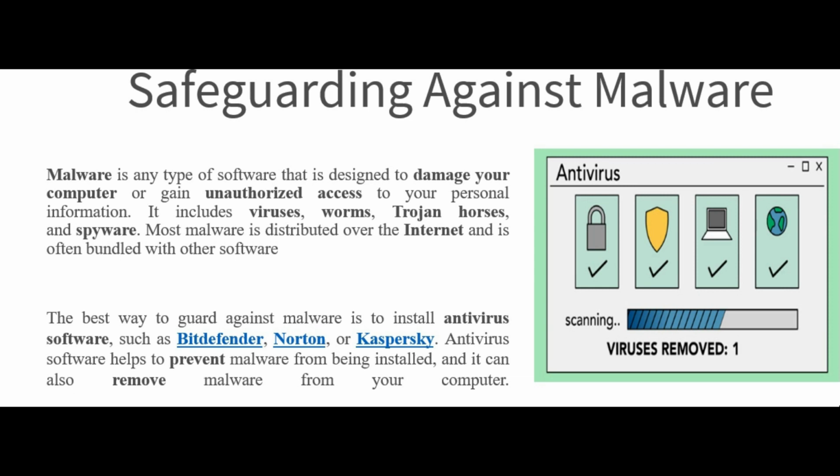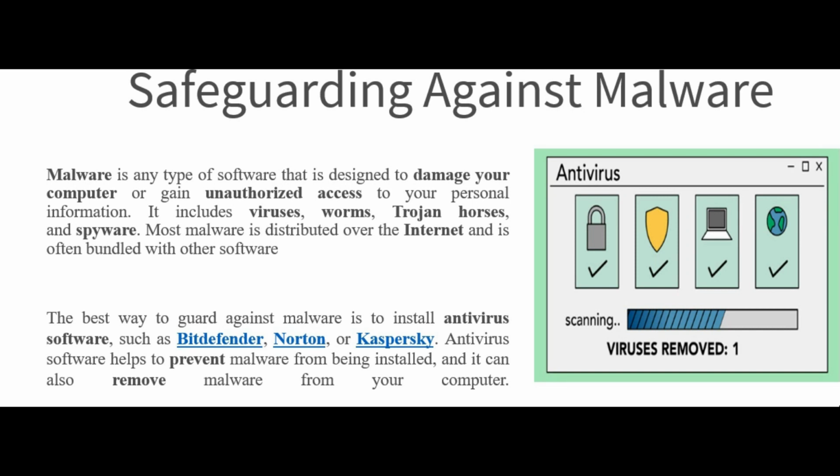And this malware could come in the form of viruses, worms, Trojan horses, and spyware, something that monitors you and gives information to your enemies. Now, most malware is distributed over the internet, and it is often bundled with other software. It means that most malware comes as an attachment to some application or some things you download from the internet. That is why you have to trust the website you are downloading from before you carry out whatever activities you want to, because you may download something that will crash your system totally.